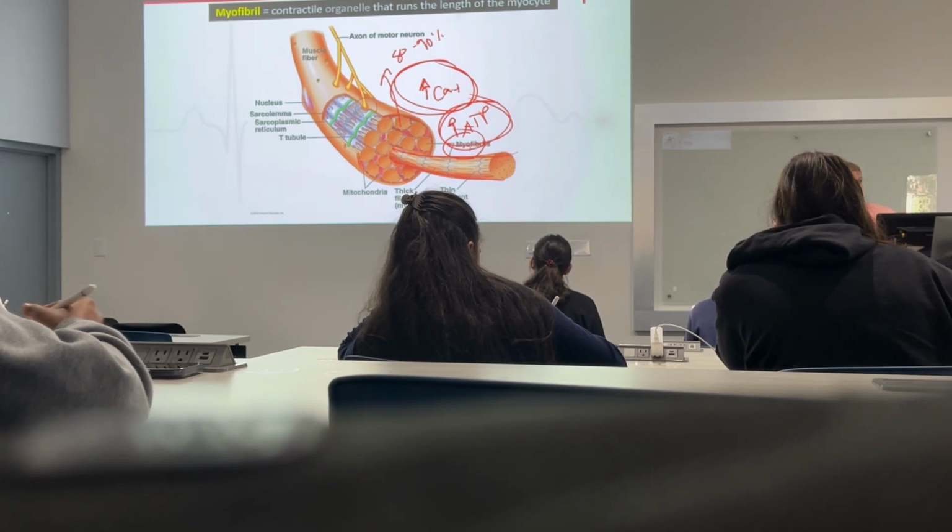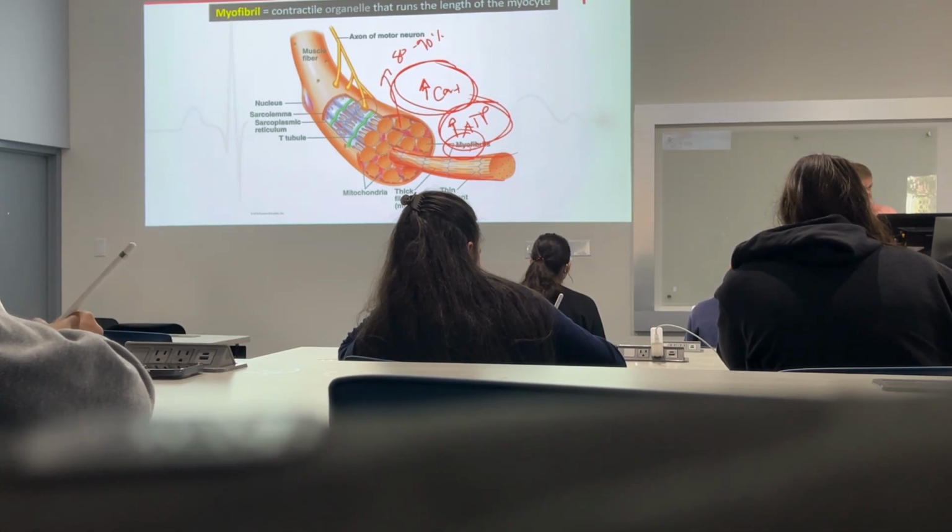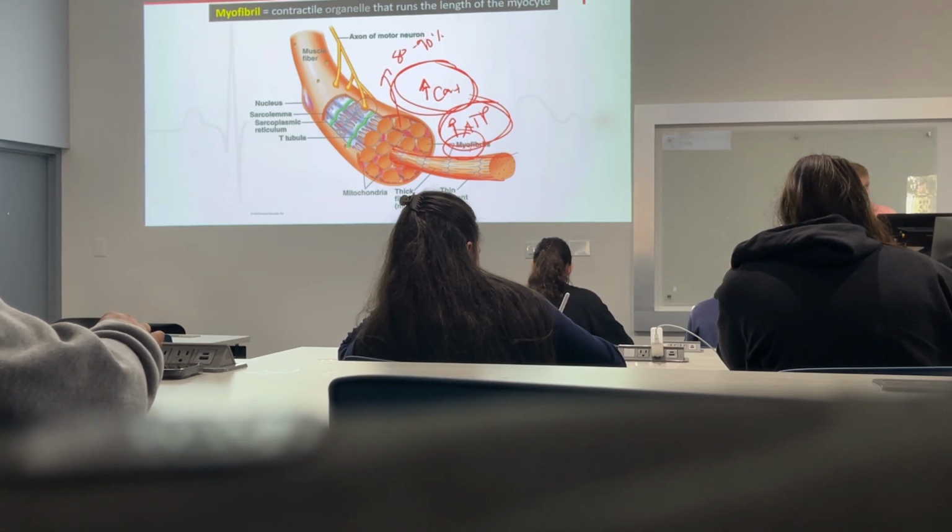So this is how muscle fibers shorten. It starts at the level of the sarcomeres. If the sarcomeres shorten, then the myofibrils shorten. If the myofibrils shorten, then the muscle fiber shortens.